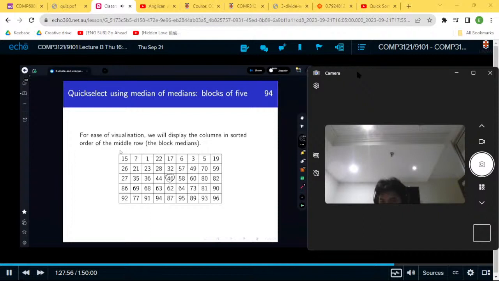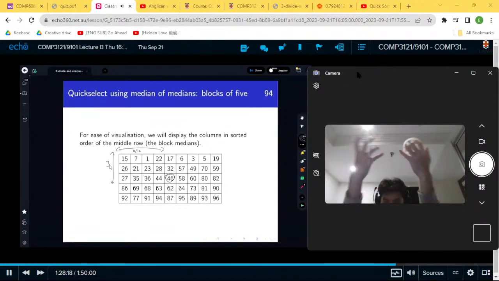How many columns are here? We have n divided by 10 such columns, still a third of the blocks, that have medians smaller than the median of medians. And we know that in each of these blocks, 3 numbers are smaller than or equal to the median of medians.